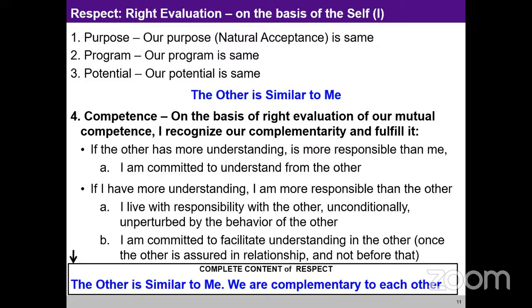Yes, ma'am. So if I can see that they don't have that understanding, and if I think that I have more understanding, then I can be behaving responsibly with them without getting disturbed.